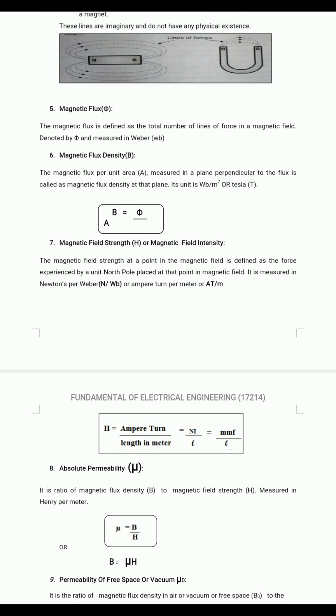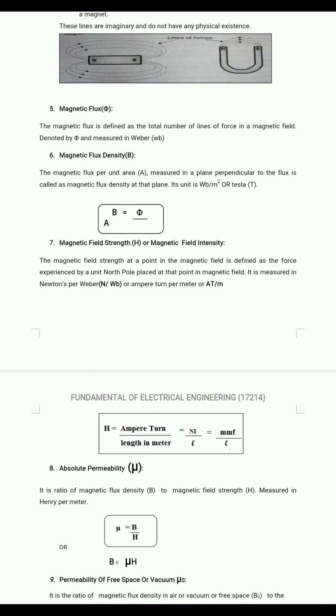So we know the formula. Here we can calculate the magnetic field strength H with the help of a formula. H is equal to ampere turn divided by length in meter. So what is meant by ampere turn here?